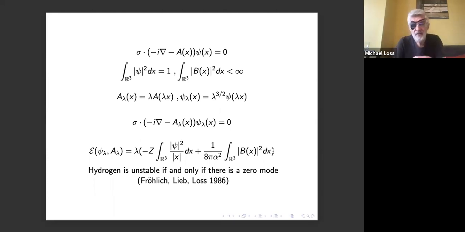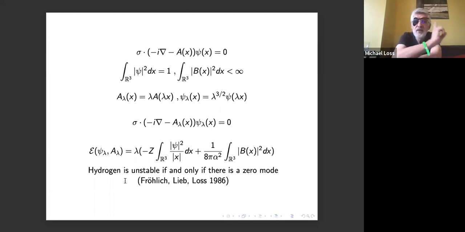So there was, I think, a nice theorem by Jörg Fröhlich, Elliott Lieb, and myself in 1986, namely that the hydrogen atom is unstable if and only if there's a zero mode. And so then comes the question, well, are there any? And you see, these are zero modes in 3 dimensions. They're not governed by any index theorems or anything of that kind.